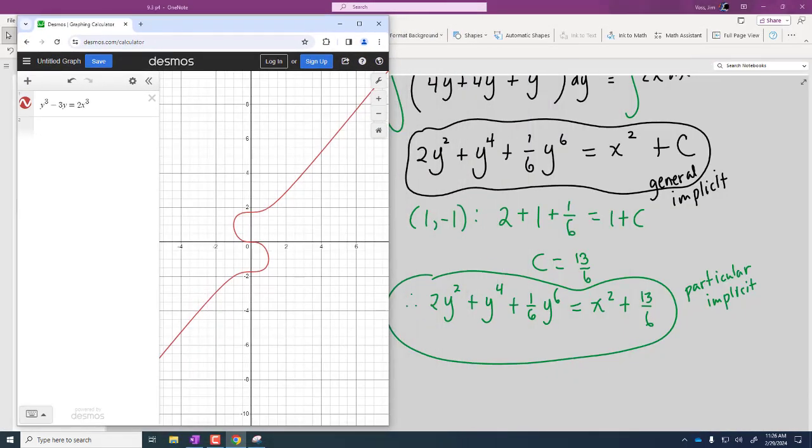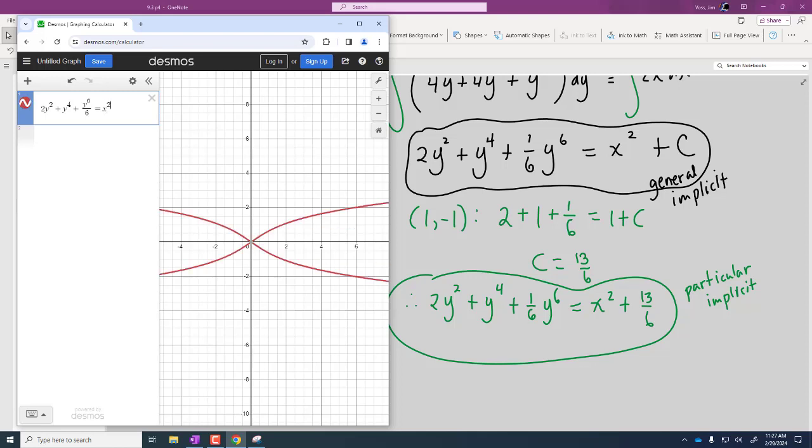So we're going to graph this mess. So 2y squared. Okay. Whoops. What did that do? Yeah, what did I do? It's also 1/6. We'll put that down there. Gotcha. That makes sense. Equals x to the 2, not space, tab, plus 13 divided by 6.